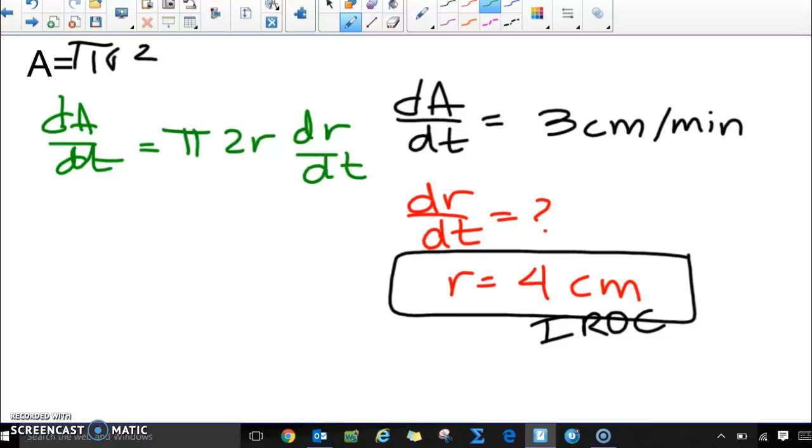And then I'll take this information that I have and substitute these in to the right places. So I knew dA/dt was 3, pi and 2, those aren't going to change. I was specifically interested in the moment that the radius is 4, and I would like to find dr/dt in that moment.